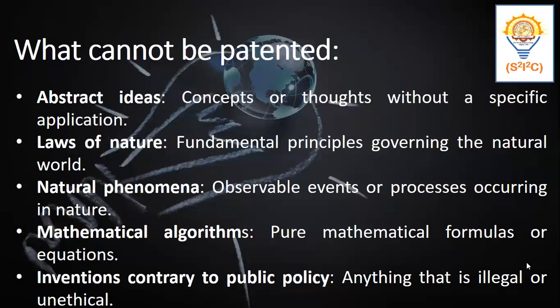Laws of nature, fundamental principles governing the natural world, are also non-patentable. Natural phenomena, observable events or processes occurring in nature. Next, mathematical algorithms: pure mathematical formulas or equations are never patented. But if a mathematical algorithm is used in a particular machine, then this device will be patentable. This is very important to understand, which cannot be patented and which can be patented. The last one is an invention contrary to public policy. If any idea is illegal or unethical for public policy, that is also not patentable.